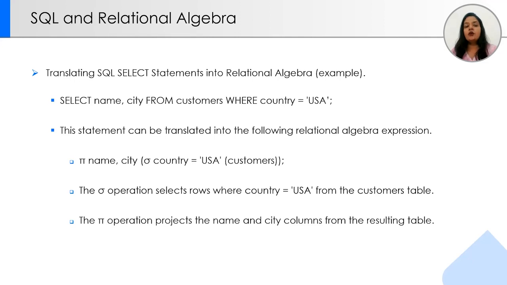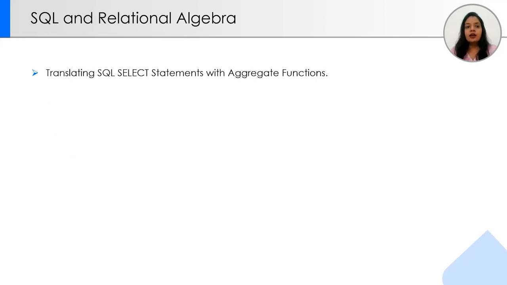customers. Now the sigma operation selects the rows where country equals USA, which is the condition, from the customers table. The pi operation projects the name and city columns from the resulting table so that you can get the accurate result. Moving ahead, let's talk about the translation of an SQL select statement with aggregate functions.